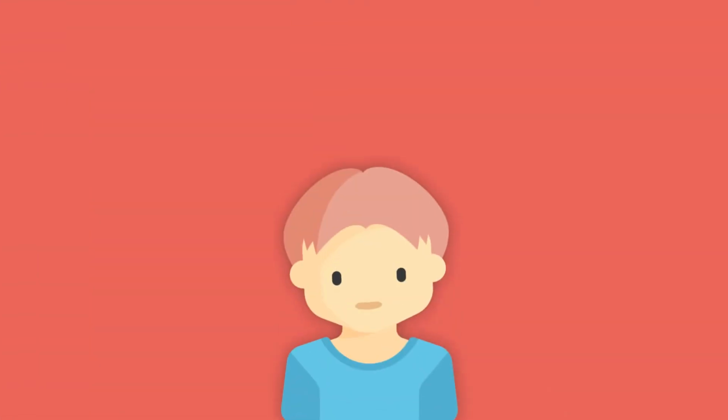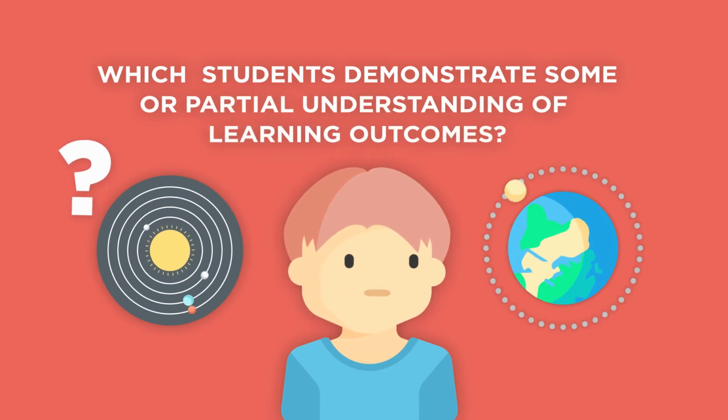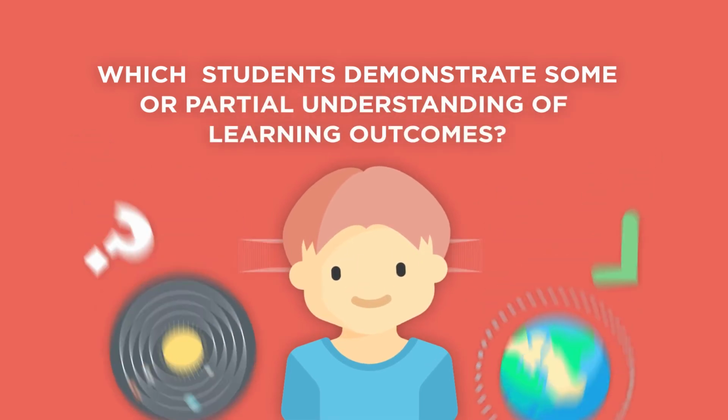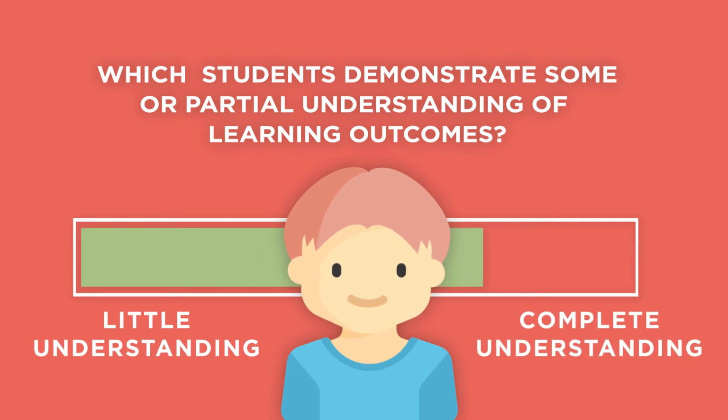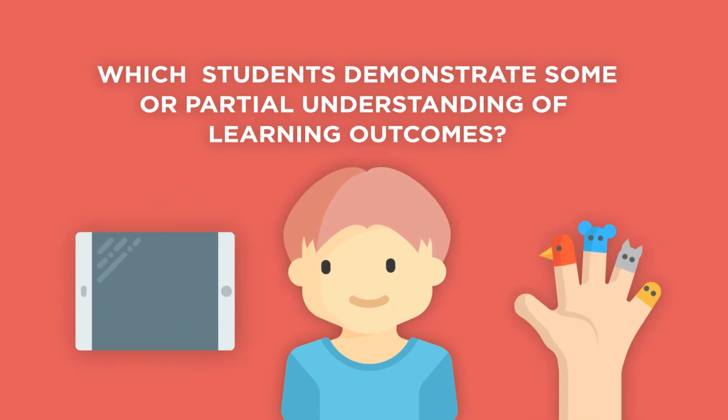A second question, which students demonstrate some or partial understanding of learning outcomes? The implication for this group is that these students are developing their mastery of learning outcomes to a degree and are ready for the unit. They may need alternative applications and practice of understanding.